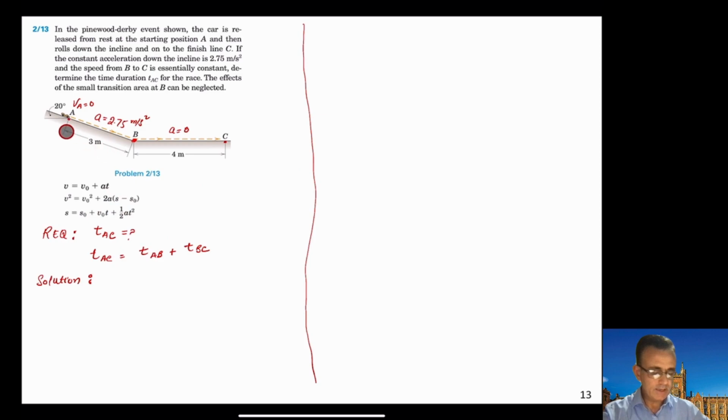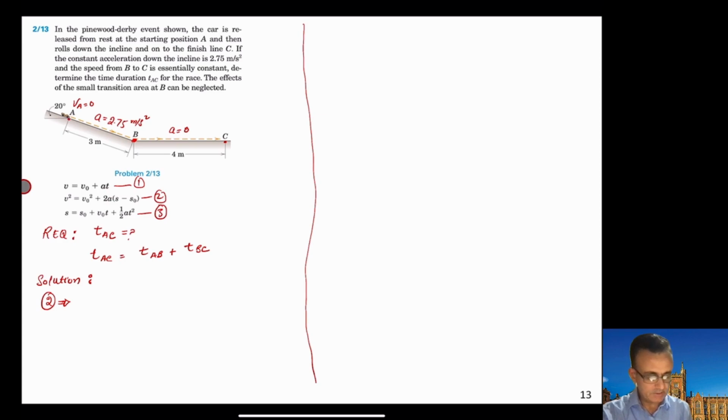As you can see, from A to B, you are given that VA equals 0, but the velocity at B is unknown, and also the time is unknown. If you look at these equations here, you can use the second equation to calculate the velocity at B, and then you can use the first equation to calculate the time. So if this is our equation 1, equation 2, and this is equation 3, we can use equation 2.